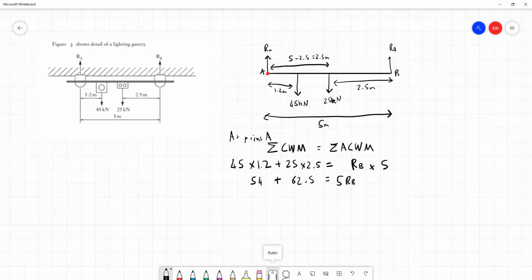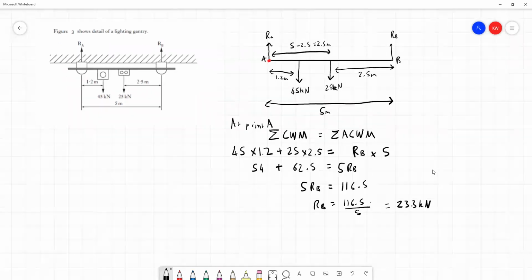So we can add those two numbers on the left-hand side together and swap around our formula. 5 times RB is equal to 116.5. So RB must be equal to 116.5 divided by 5. And that is 23.3 kilonewtons. So we now know the value of the force RB.